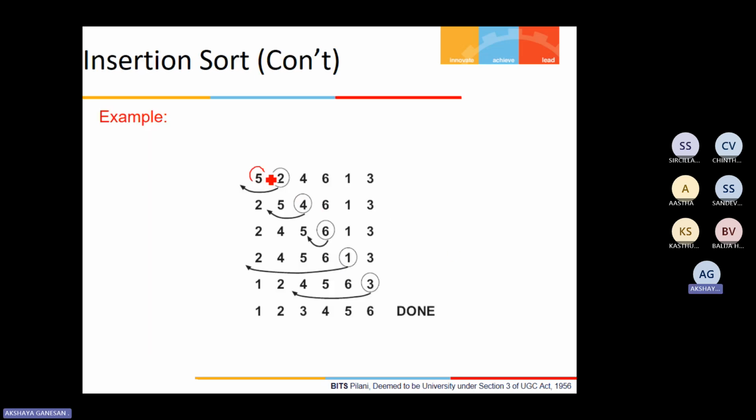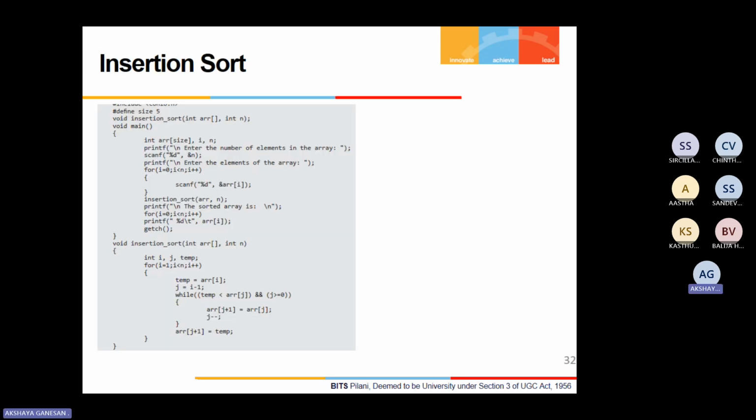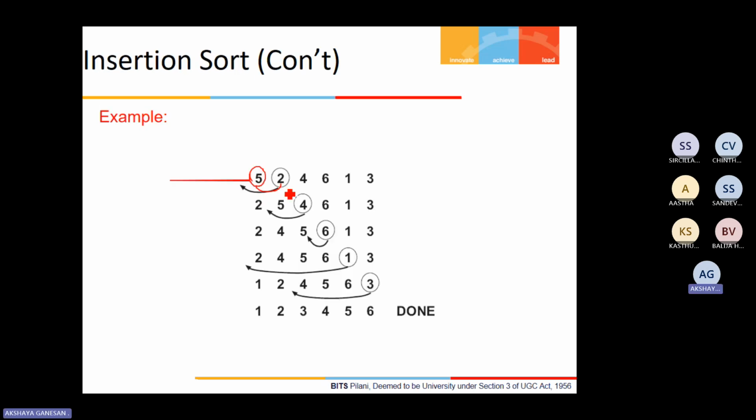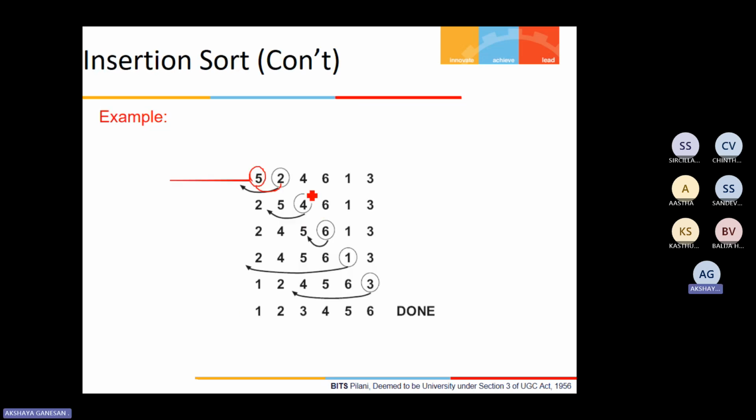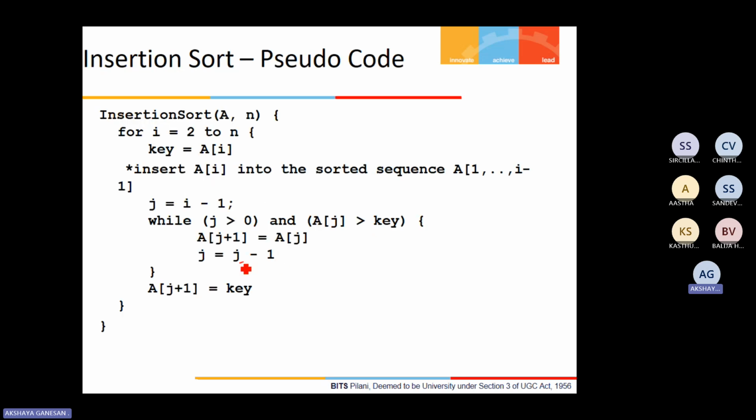So the first position element is already there. 2 you compare with 5. It is lesser, so you swap that element. So this is the step where you replace: temp is assigned to j plus 1. Now 4 you take, you compare with 5. It is bigger, so go one more position. j is equal to j minus 1. And then in this position, you insert the element.